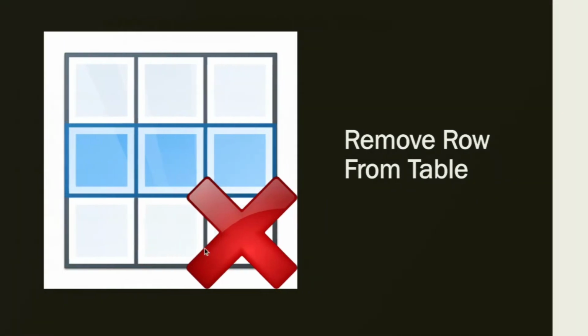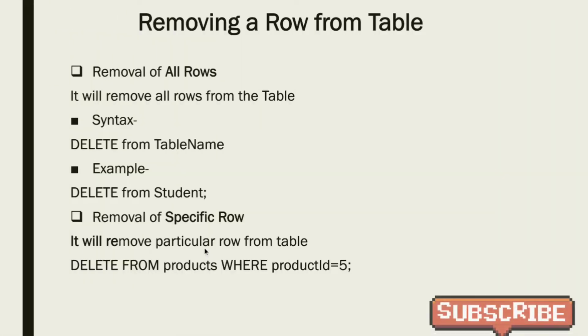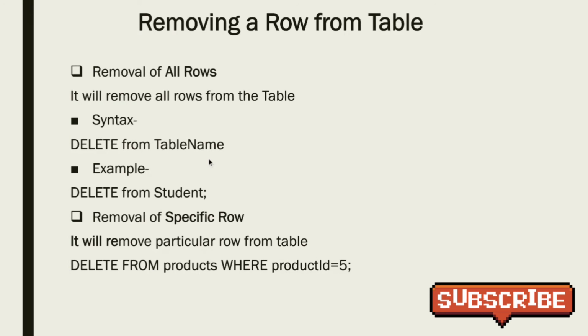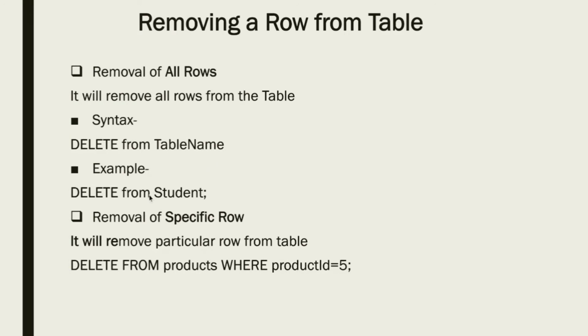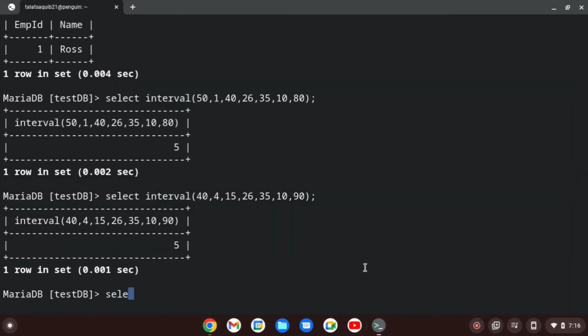Remove row from table. How can we remove a row from a table? If you want to remove all the rows from a table, you can write it like this: delete from table name. It will delete all rows from the table. If you want to delete a specific row, then you have to use the where clause. In this example, delete from products where product is equal to 5. So it will delete that data.